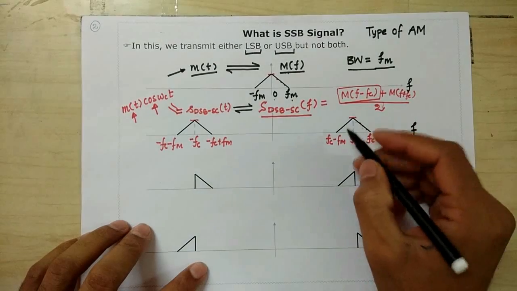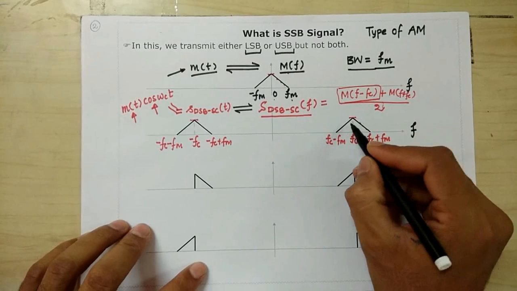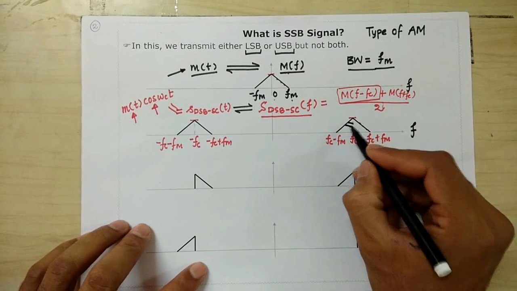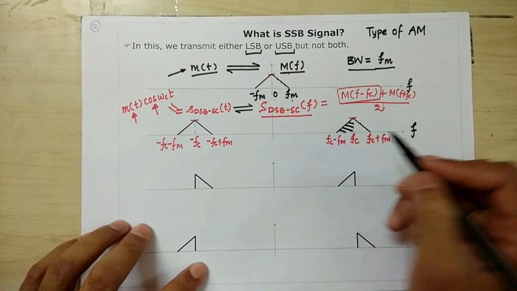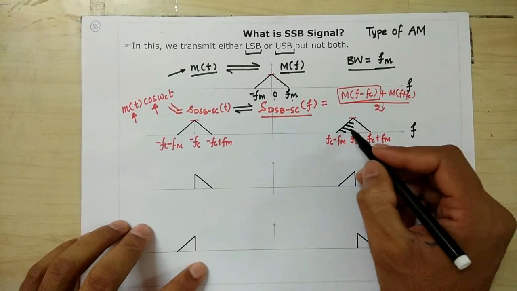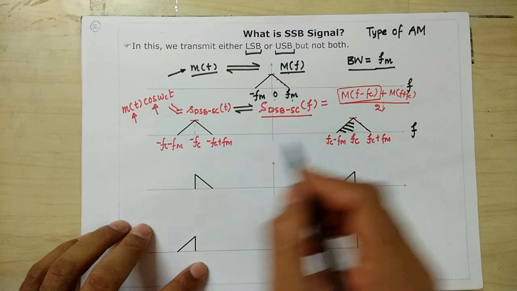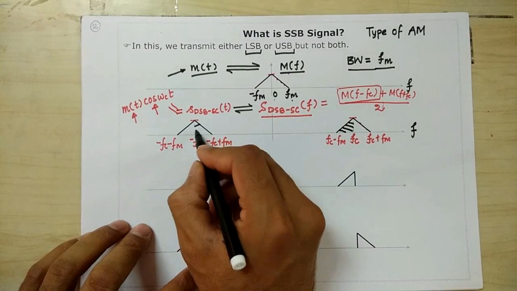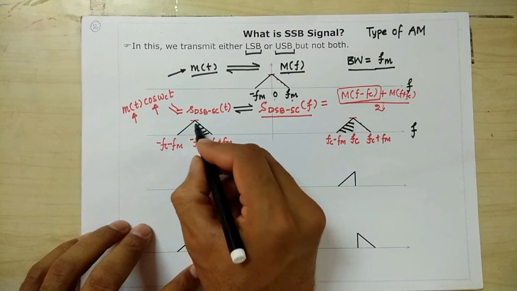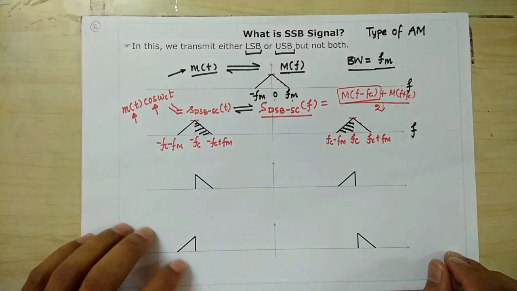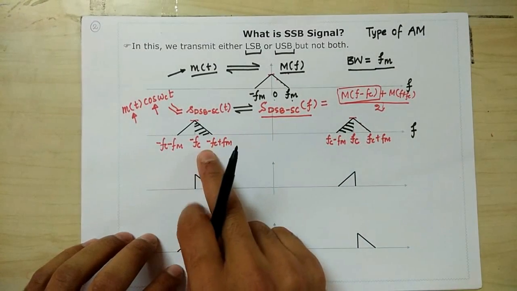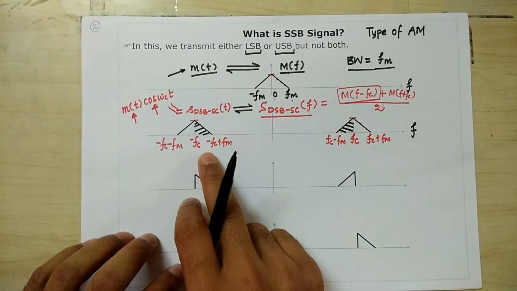If you see the lower sideband, this portion is the lower sideband, and this one in negative frequency is also the lower sideband. In real practice, we don't see negative frequency. They don't have physical significance.